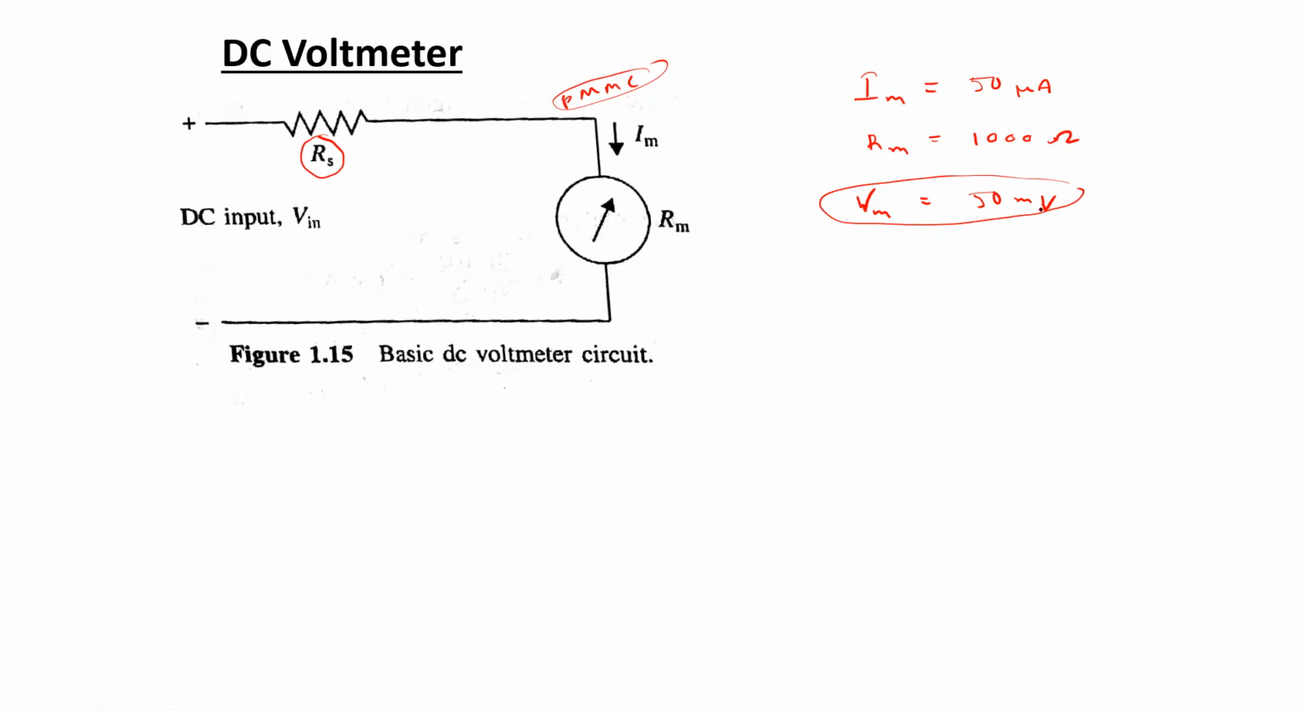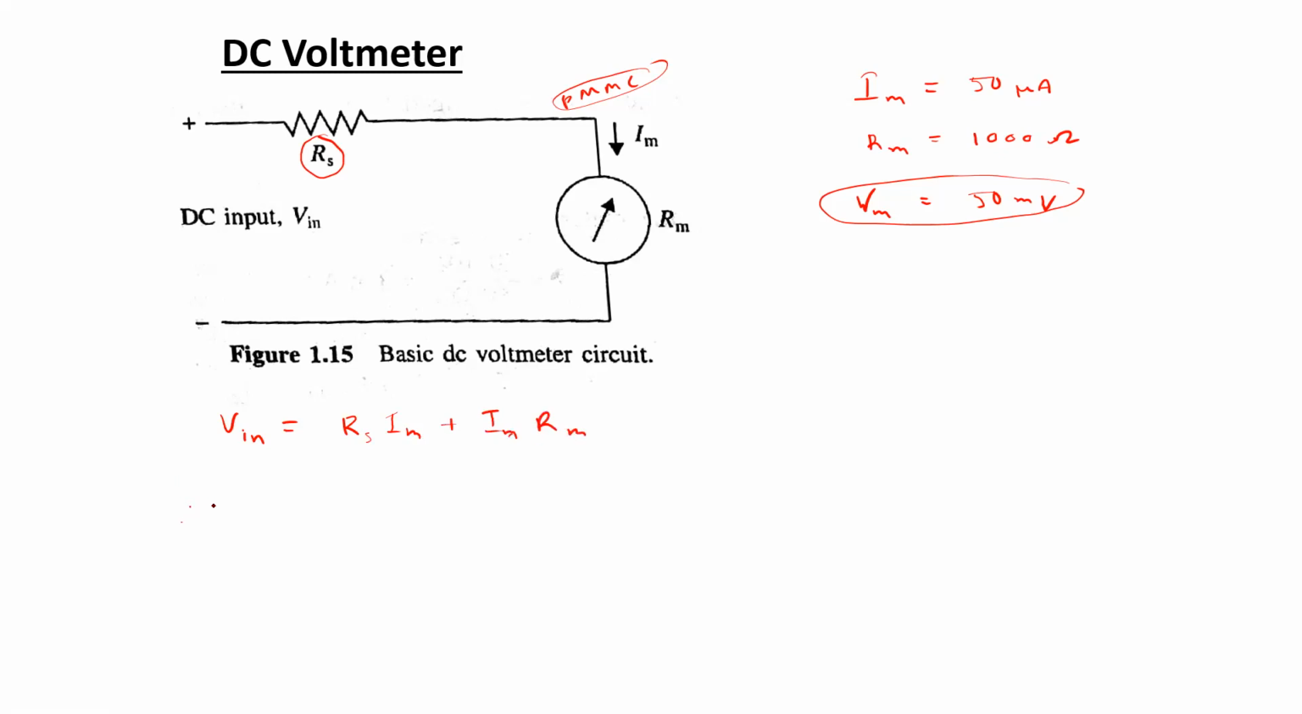So keeping that in mind, the value of the resistance connected in series has to be determined. So in this case, a KVL can be considered in this loop. So here, if we consider the KVL, we can write the input voltage to be equal to Rs Im plus Im into Rm.